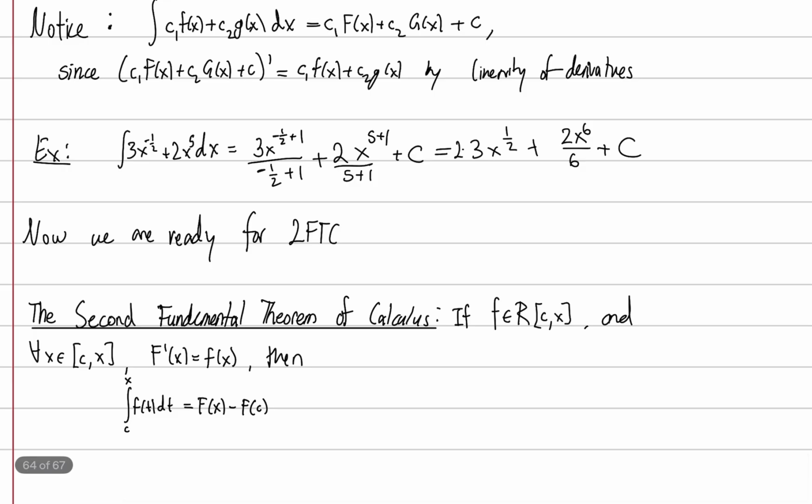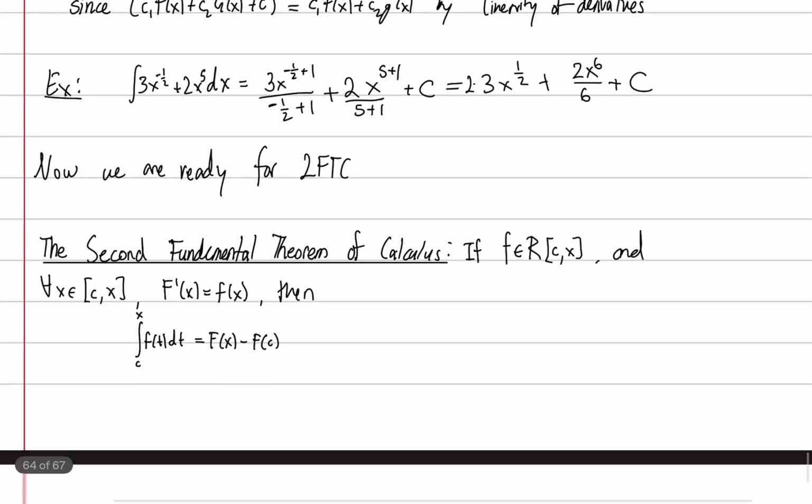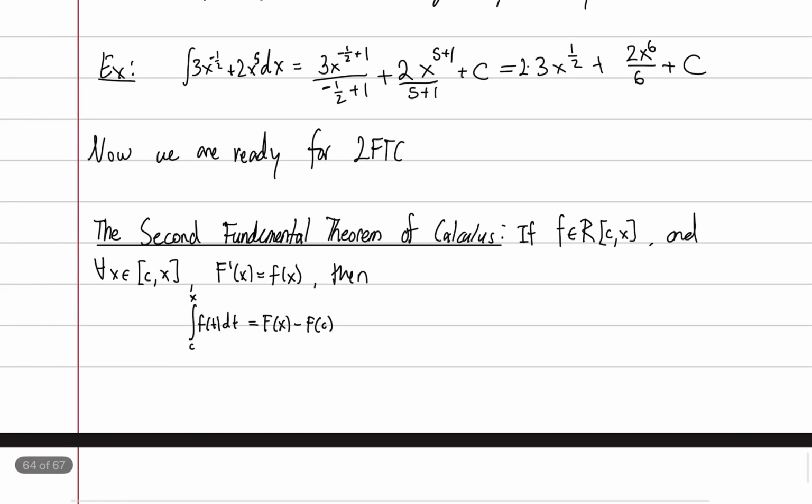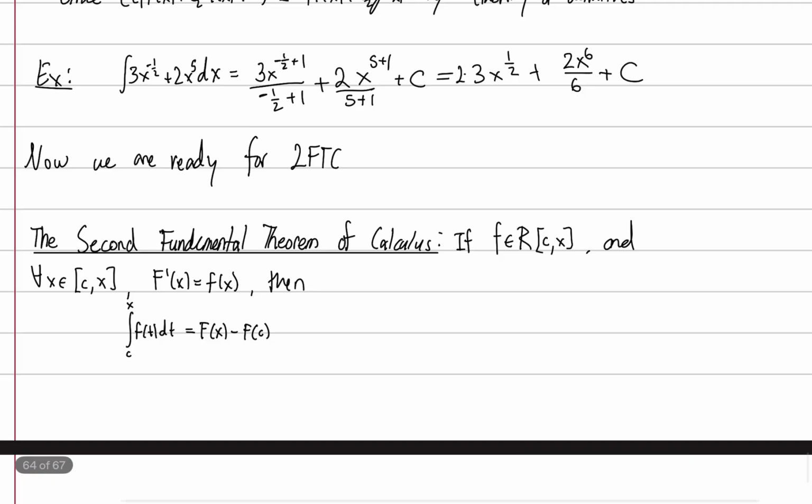If f is Riemann integrable on the interval [c, x], and for all x in [c, x], capital F prime of x is equal to f of x, I'm just saying that at any point inside the interval the antiderivative holds, right? Then we can evaluate the integral from c to x of f of t dt.